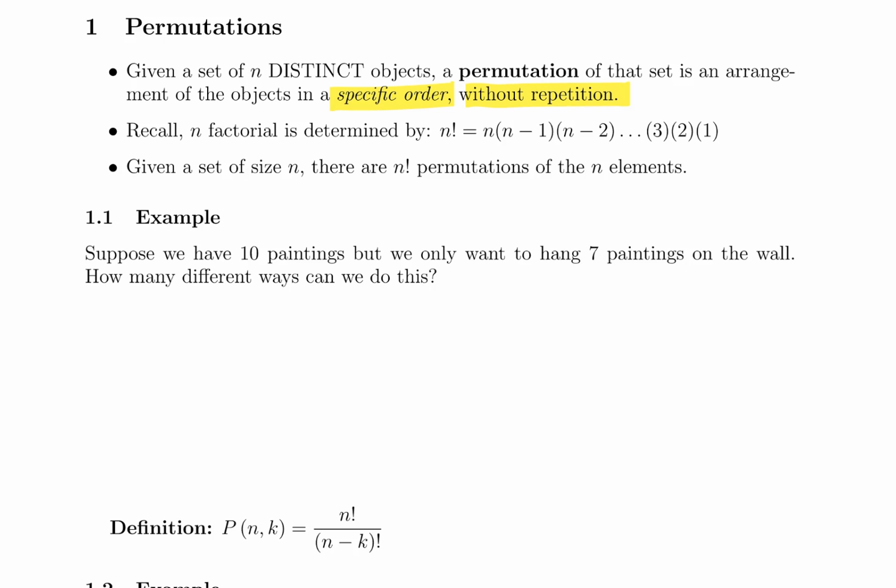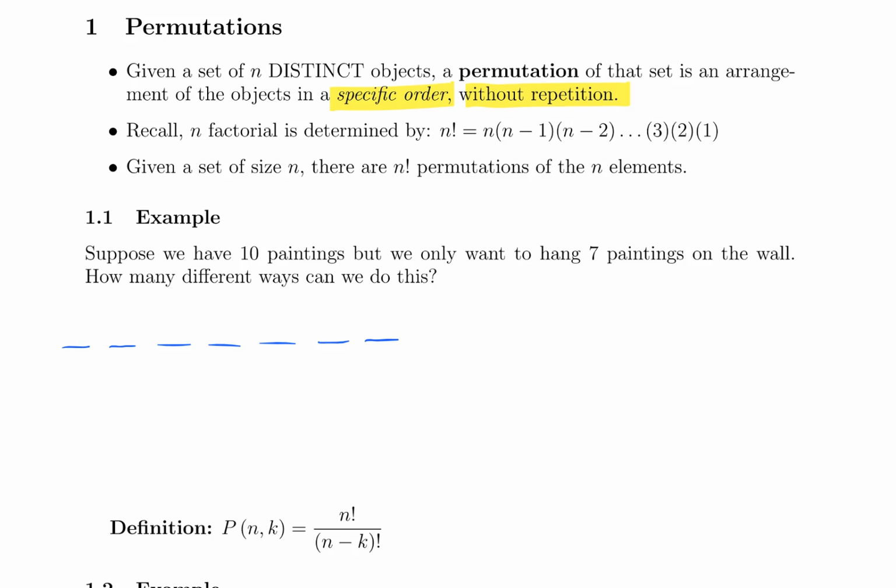Suppose that we have 10 paintings, but we only want to hang 7 of them on the wall. How many different ways can we do this? There are a couple different ways you can think about this problem. The way that I like to approach it is I imagine that I have my 7 paintings. So I have like 7 spots. 1, 2, 3, 4, 5, 6, 7.